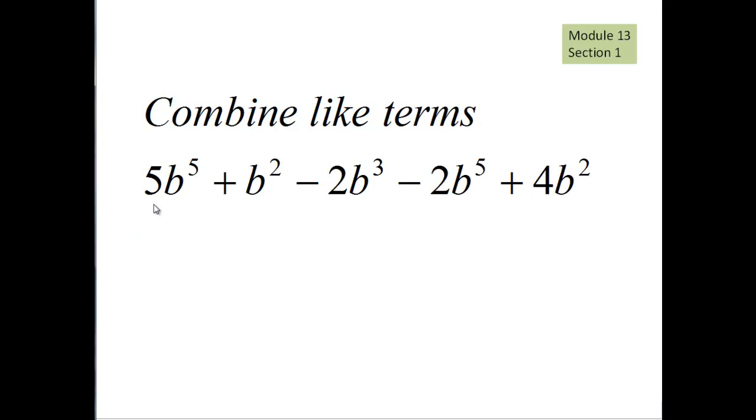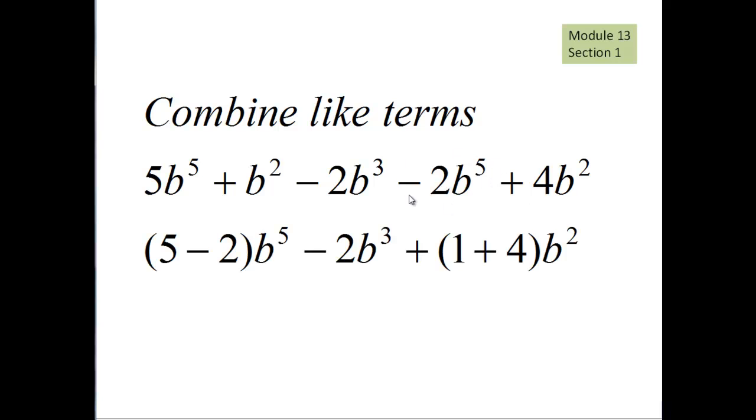Each of these is a term. 5b to the 5th is a term. B squared is a term. 2b cubed is a term. Negative 2b to the 5th is a term. And negative 4b squared is a term. Anything separated by pluses and minuses we consider a term. It can be a number with a letter by itself. They're all terms.